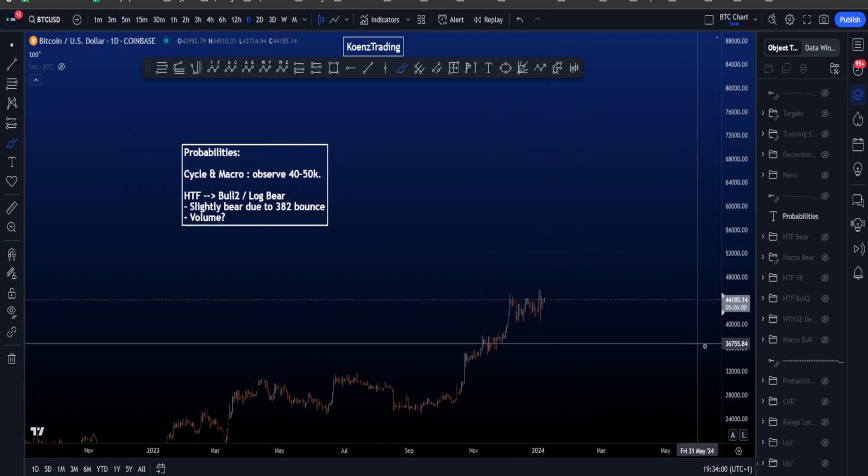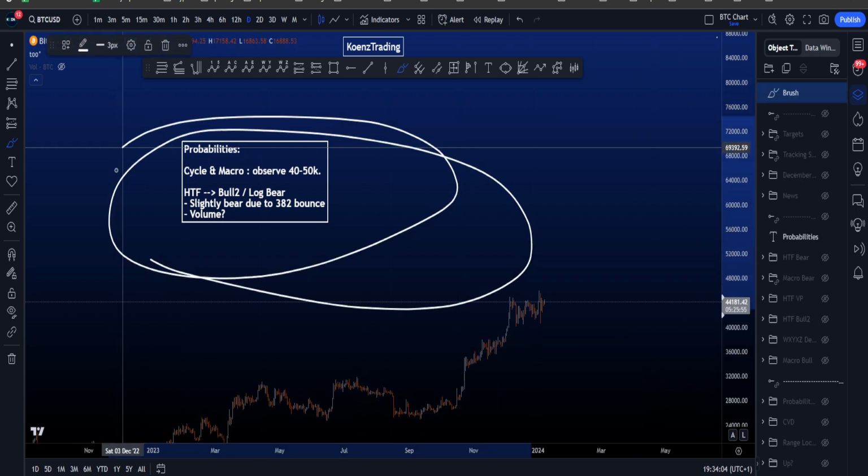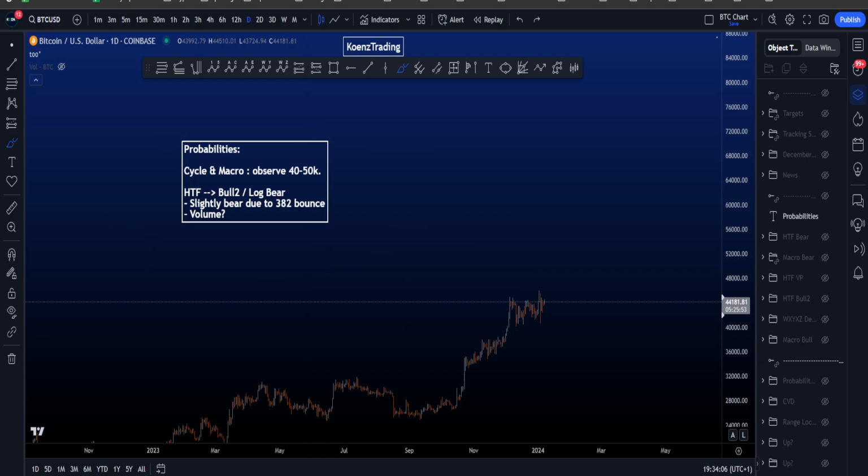But hey, we will see next week, 7 p.m. on Sunday, when we have a new cycle, macro, and high time frame update where we are at that moment.